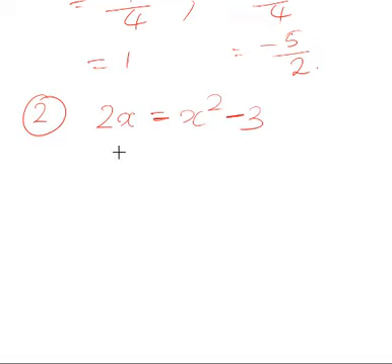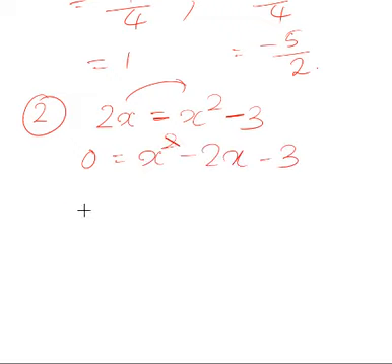So I am going to move this 2x to the opposite side. So 0 is equal to x square minus 2x minus 3, or it is the same as x square minus 2x minus 3 is equal to 0. Now this is in standard form.